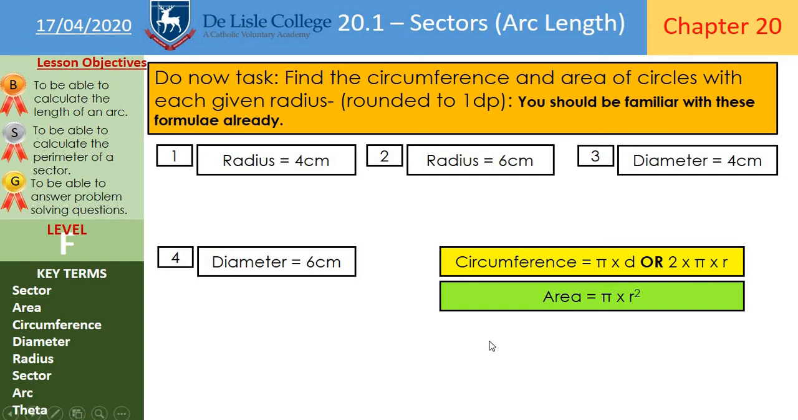Hello Year 10 and welcome to today's first lesson on chapter 20. We're going to be looking at sectors and particularly finding arc lengths of a sector. But before we do that, if you could please attempt the do now task in your exercise book.